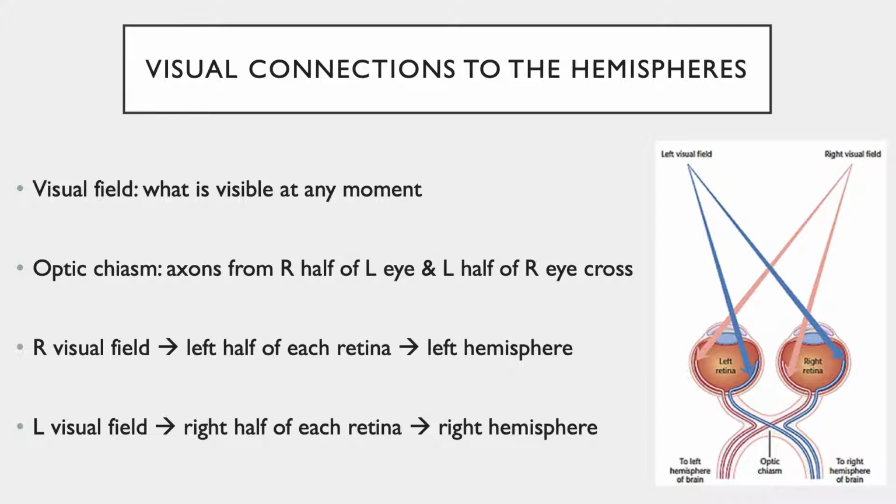The visual field refers to what is visible to an individual at any given moment. The optic chiasm, as you can see in the picture, is where the axons from the right half of the left eye and the left half of the right eye cross, creating an X shape. Information that comes in through the right visual field goes to the left half of each retina and from there to the left hemisphere of the brain. In contrast, information that comes in through the left visual field goes to the right half of each retina and from there to the right hemisphere.